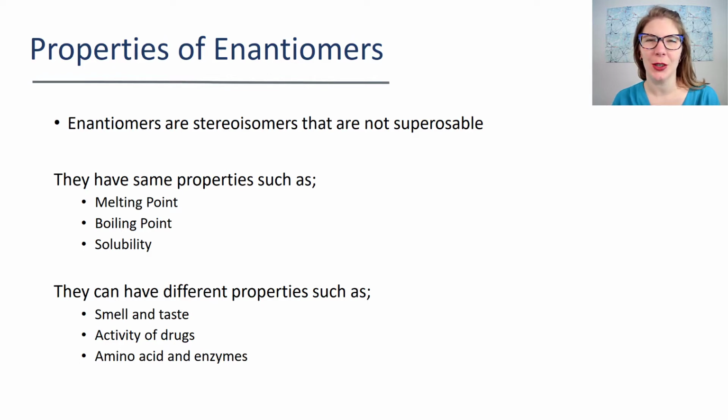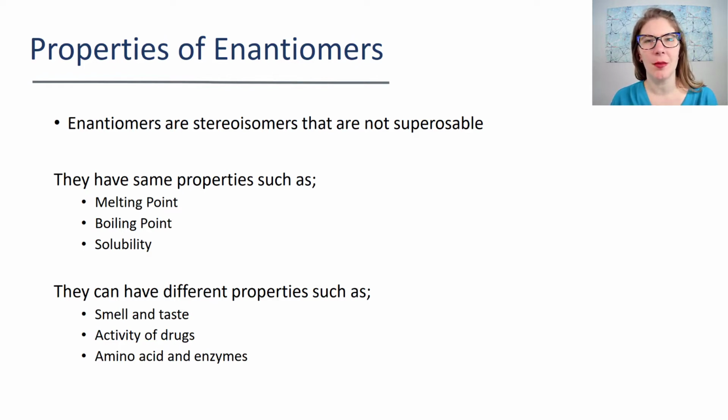Remember that we said in an earlier video that enantiomers are mirror images of one another, so it's a pair of compounds that are mirror images of one another. And they do not coincide when you put them on top of one another. So they're non-superposable mirror images, and they're a classification of stereoisomers.